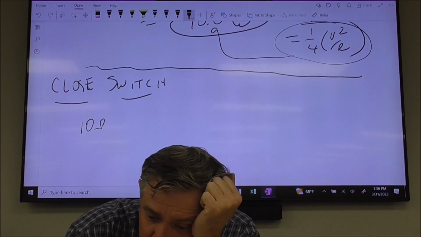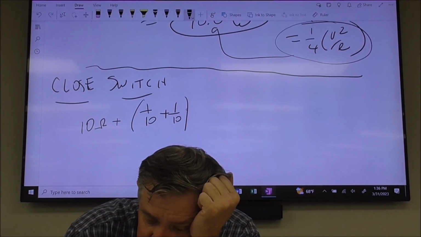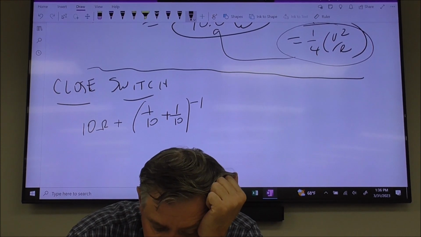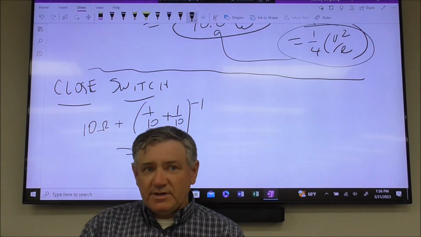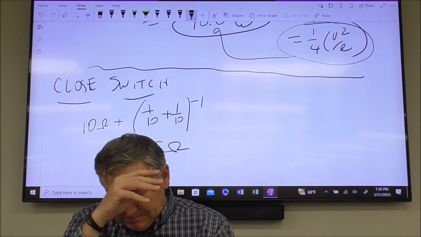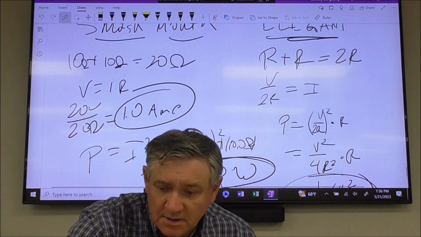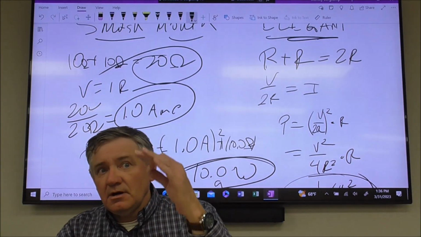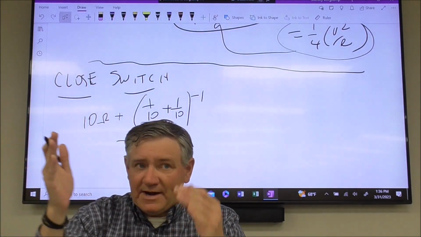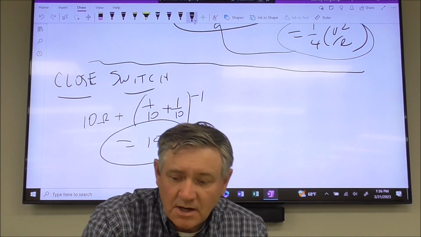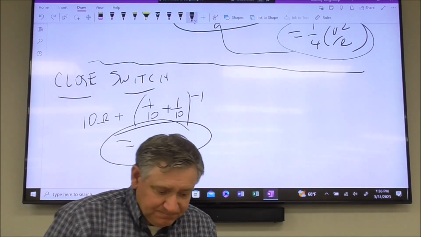So I still have that 10 ohm resistor out there by itself, but now I'm going to take 1 over 10 plus 1 over 10 and the inverse of that, and you do all of that and you get 15 ohms. So here's what I want you to see. It's exactly what Sam and Morella talked about. When I had 2 bulbs in series, that was 20 ohms. When I take 2 bulbs in parallel and add that to a bulb in series, I drop my resistance down to 15.